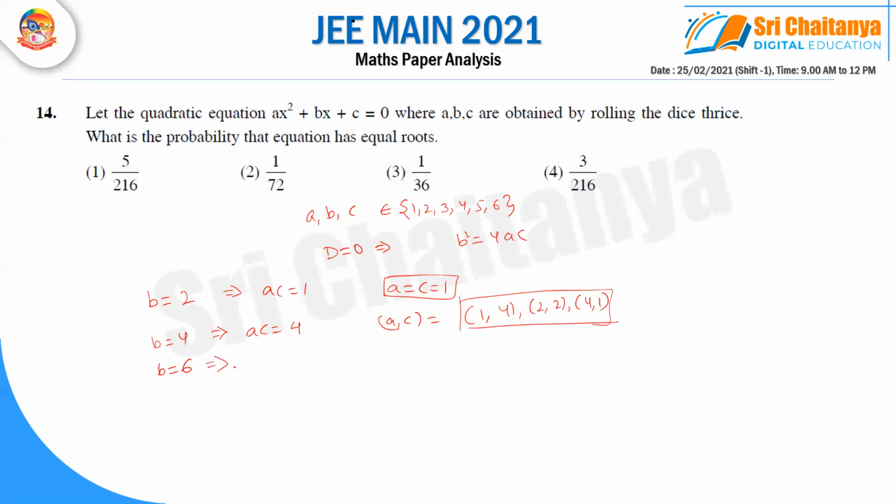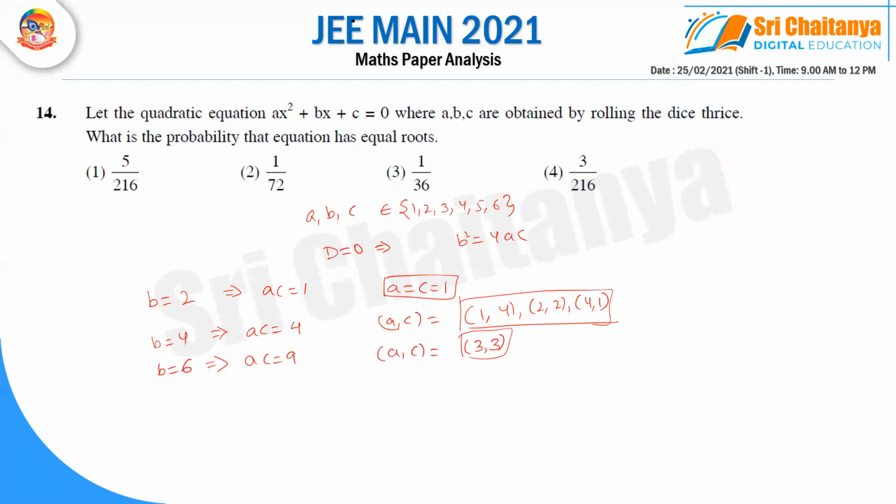Now B equal to 6. So 6 6 is 36. 36 by 4 is 9. AC equal to 9 I got. So what will I get? I will be getting A comma C is just 3, 3 only. I can't take 9. Why? Because there is no number 9 on the dice. Don't forget our sample space. So total, how many options did I get? 1, 2, 3, 4, 5. I got 5 ordered pairs.